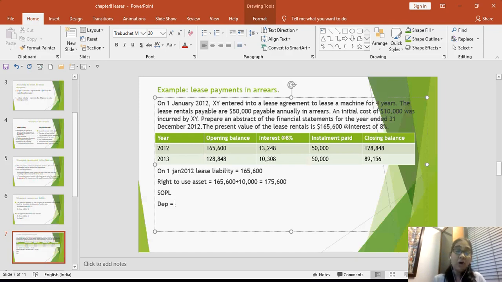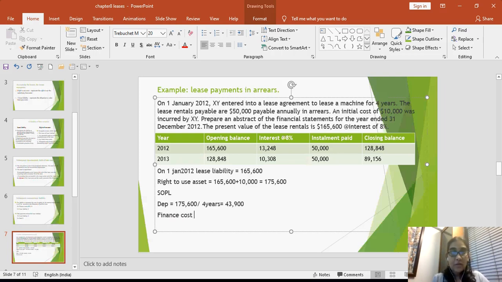Whenever there is a non-current asset, there will be depreciation, right? So depreciation will be charged on 1,75,600 divided by 4 years, because the lease term is 4 years. So 1,75,600 divided by 4, you will get a depreciation of $43,900.